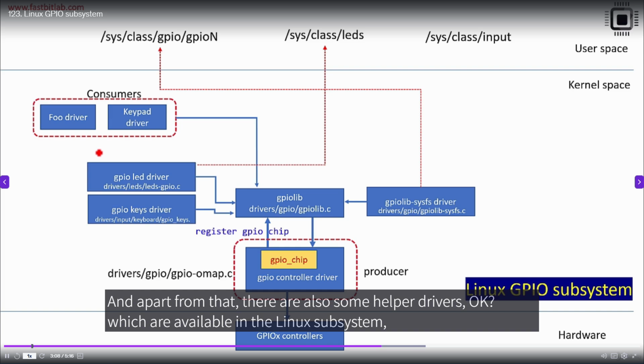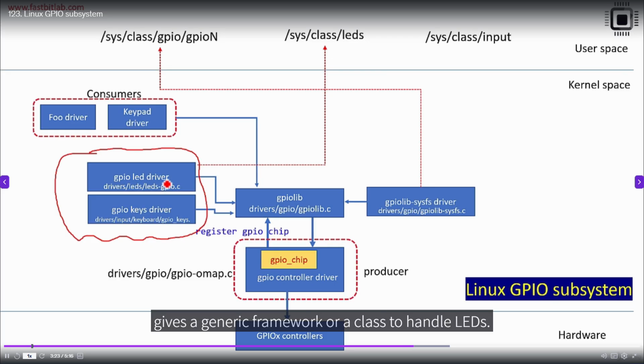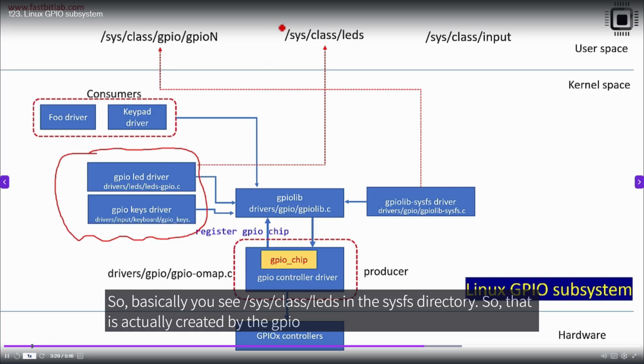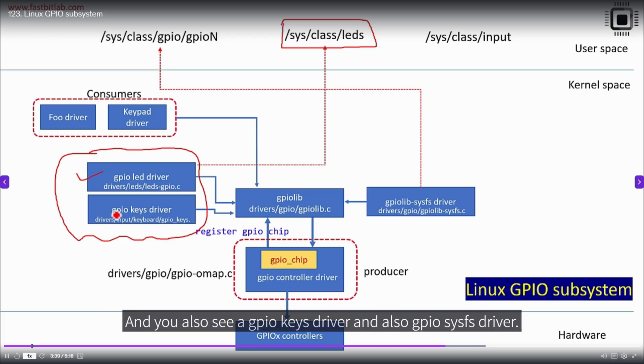Apart from that, there are also some helper drivers available in the Linux subsystem. Again, those are hardware independent helper drivers, like the GPIO LED driver. The GPIO LED driver gives a generic framework or a class to handle LEDs. So you see /sys/class/leds in the sysfs directory, and that is actually created by the GPIO LED driver. You also see a GPIO keys driver and also a GPIO sysfs driver.